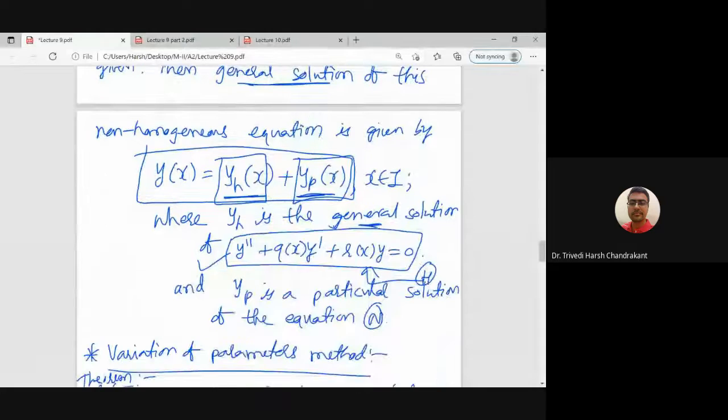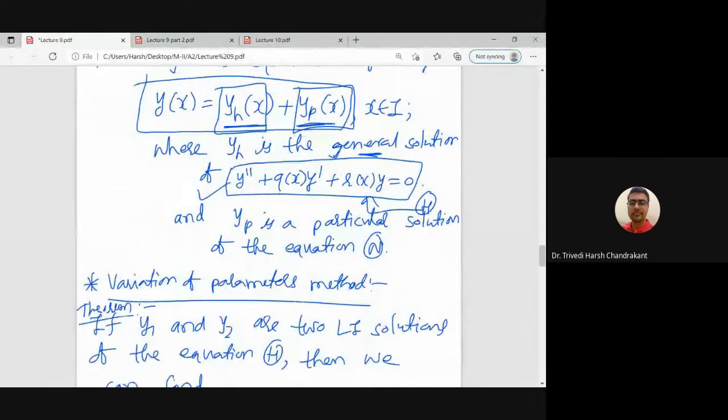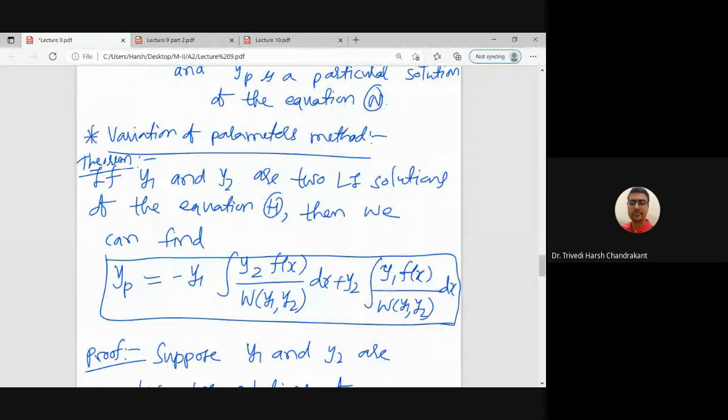So in this equation we have already seen how to find the solution of the homogeneous part. Now we are considering how to find the particular solution of the non-homogeneous equation.